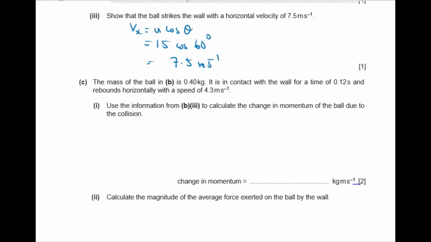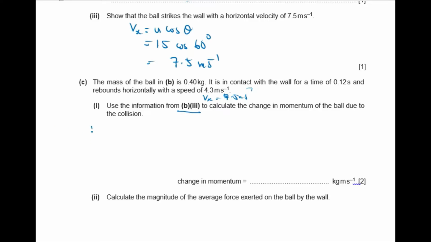2C, the mass of the ball in B is 0.4 kilogram. It is in contact with the wall for a time of 0.12 seconds and rebounds horizontally with a speed of 4.3 meter per second. 1. Use the information of B3. Okay, B3 horizontal is 7.5 meter per second. Calculate the change in momentum of the ball due to collision.